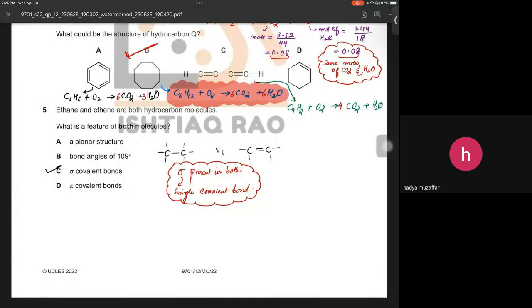degrees. Okay, and if you check option C, it's going to have only sigma covalent bonds. Do you know what sigma covalent bonds are? Sigma means the single covalent bonds. So if you look at both structures, ethane and ethene, in ethene only one pi bond is present, but of course in both structures you can see the single covalent bond, that is the sigma bond. So that's why option C is the correct option.